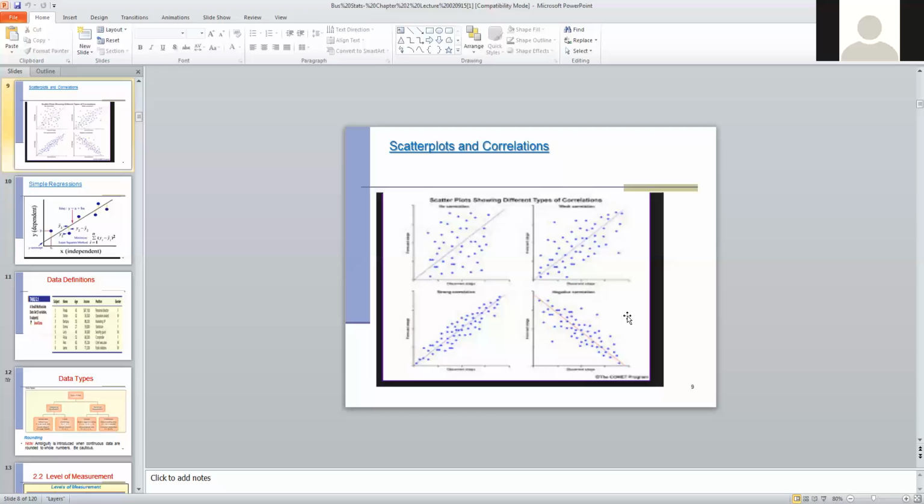Okay, then when we have two data points, we'll have things like scatter plots and correlation analysis. In this particular case, we'll look at trying to figure out if two things are correlated, and if they are, are they negatively correlated or positively correlated? And how good is the fit around the data?